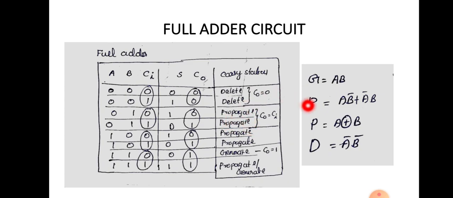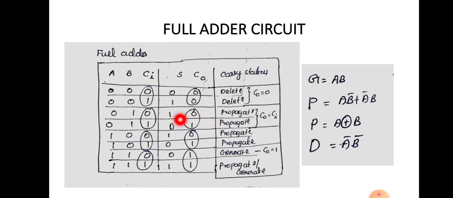Let us denote delete by D, generate by G, and propagate by P. So how can we write the equation for this? What will carry generate, G, be equal to? We can look at the input side. Whenever carry is generated, the inputs A and B are 1 and 1. That means A into B. In both cases A and B are 1, so we can write G equal to AB. What is carry delete? In the delete case, the input is A equal to 0 and B equal to 0. Here also A equal to 0 and B equal to 0. So the equation will be A bar into B bar. So carry delete will be equal to A bar B bar.